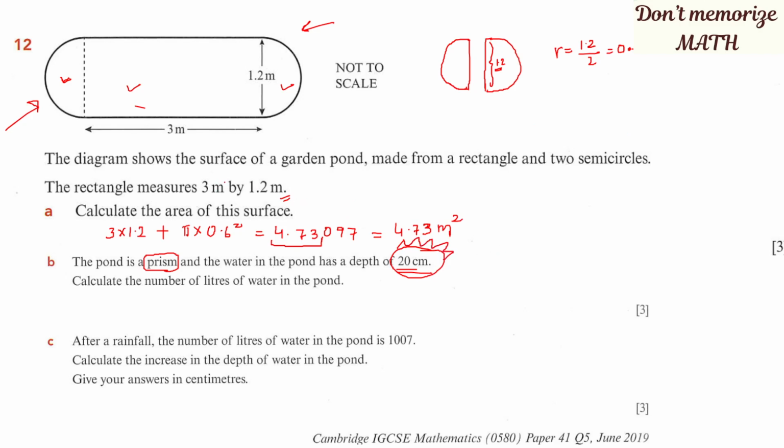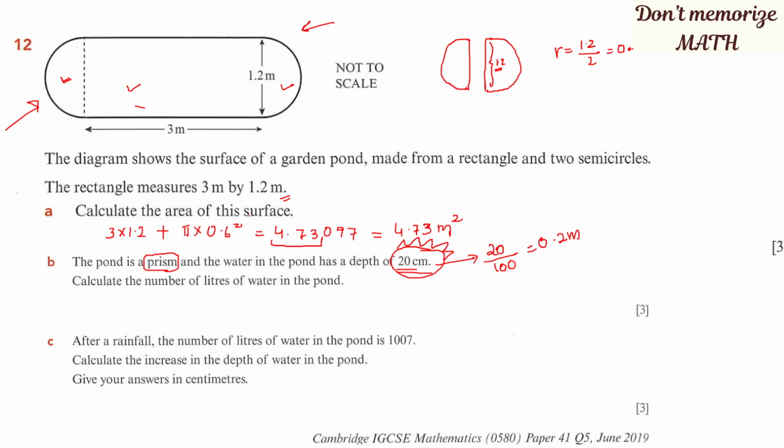Because all other measurements are in meters, this also you have to convert to meters. So 20 divided by 100, you will get 0.2 meter. Be very, very careful.